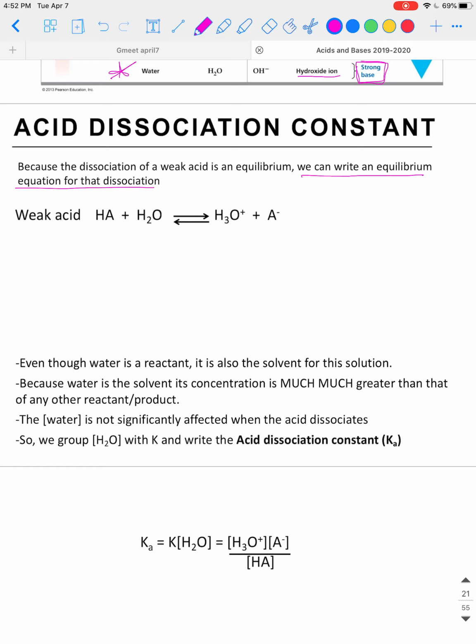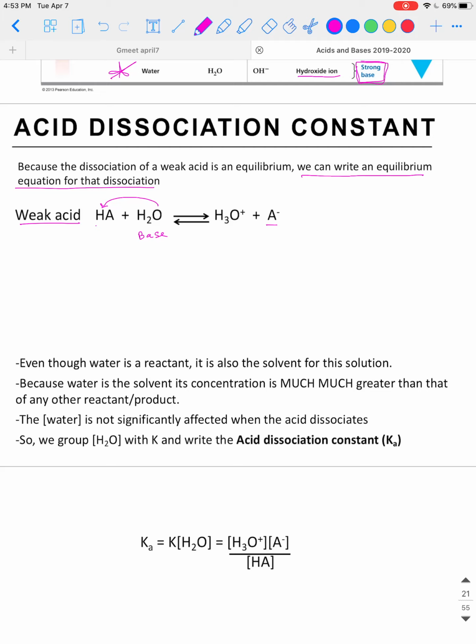So here's an example of a weak acid, HA. It's just a general abbreviation for an acid with water, and as this acid dissociates, because water is playing the role of a base here, it's going to grab this hydrogen from HA. What's left over is A minus, the conjugate base, and the hydronium ion, the conjugate acid. And let's write an equilibrium expression for this reaction.